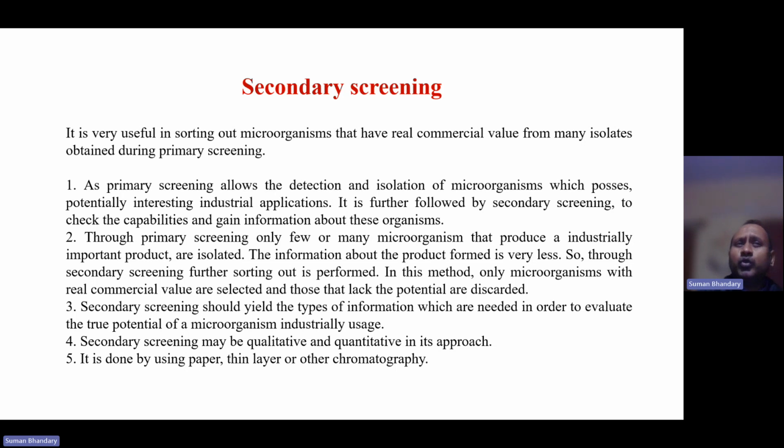So to evaluate the true potential of the isolated microorganisms, both qualitatively and quantitatively, that is generally conducted in secondary screening. And the sensitivity of the test microorganism towards the newly discovered antibiotic producer is generally analyzed during the qualitative secondary screening process. While the quantum yield of the newly discovered antibiotic is estimated by the quantitative secondary screening technique.